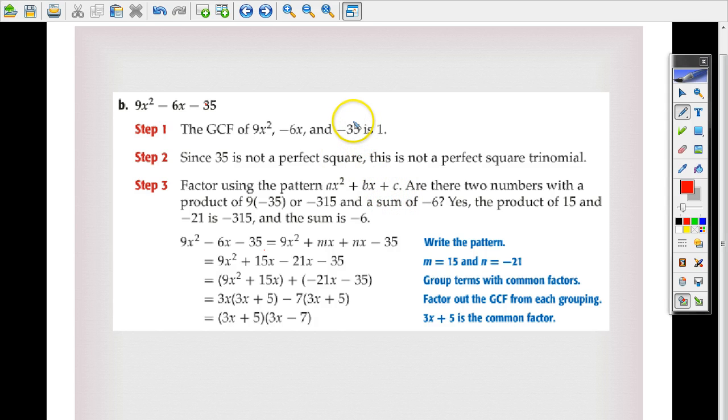So if you remember from the previous sections, I'm not sure which section it was, but when you have the product, okay, multiply these two numbers, product of negative 315, or sum of negative 6, then you can factor. Okay, so what two numbers do you multiply to get negative 315? Okay, so here you have 15 times 21. Okay, so 15 times negative 21 equals negative 315.